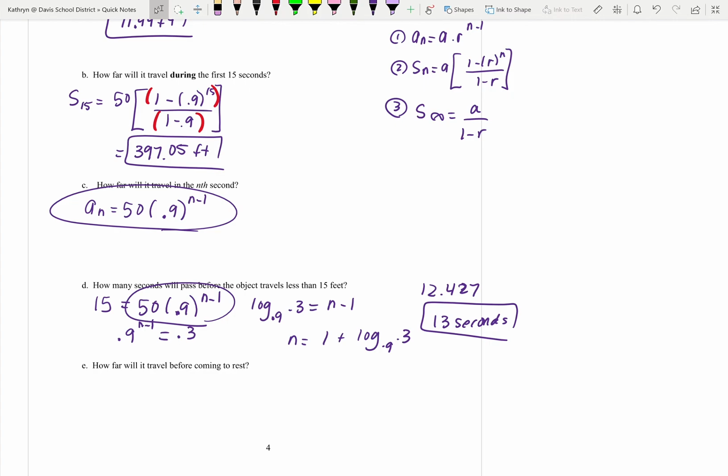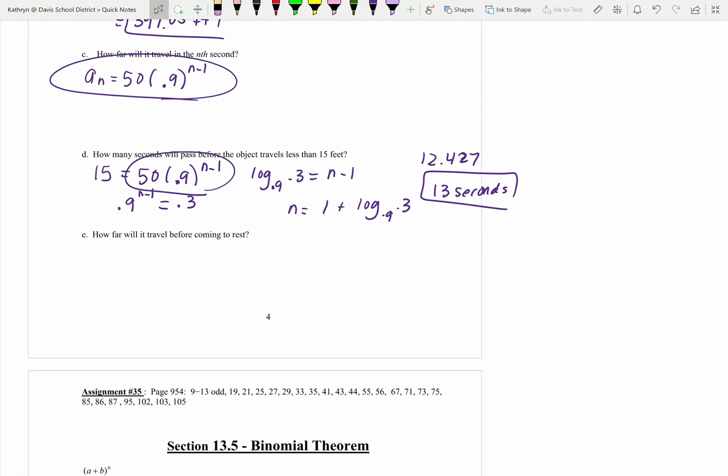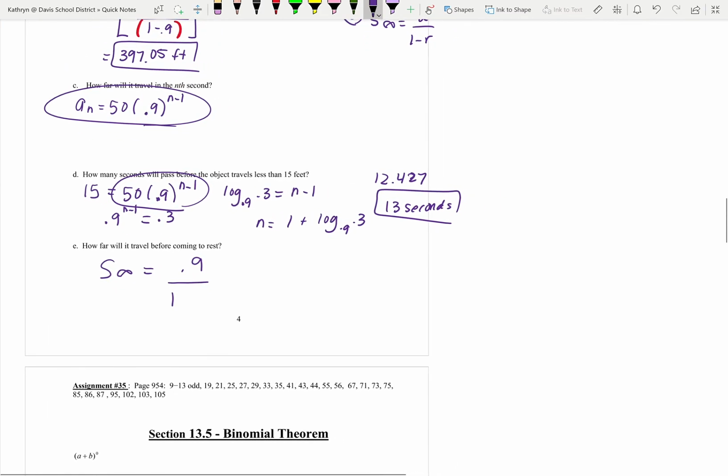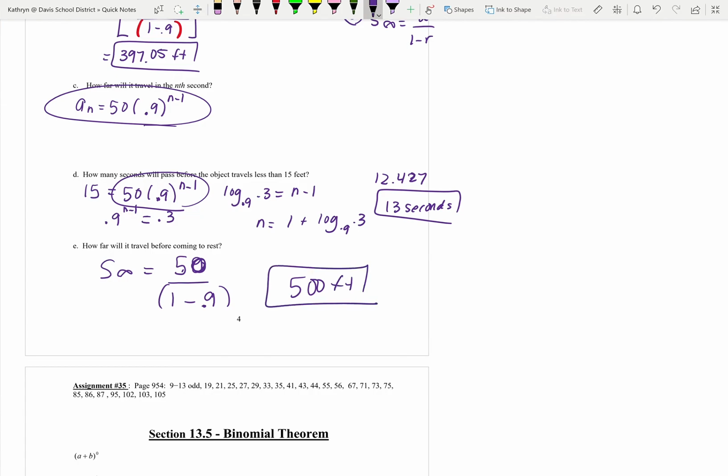So what formula are we talking about? Formula number 3. Yes. So the sum of an infinite series is a, which is 50, over 1 minus 0.9. Parentheses around the bottom. So you go 50 divided by parentheses, 1 minus 0.9, close it off, hit enter. Your answer is 500. 500 what? Feet is correct. Good.